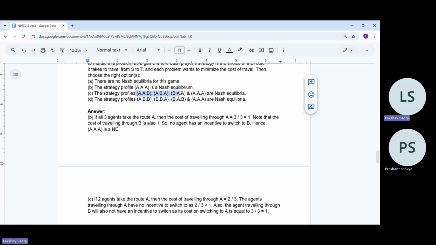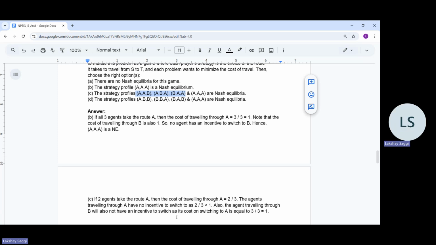We have to see whether, if two agents decide to take the route A and the third agent decides to take the route B, this is a Nash equilibrium or not. And this was what I was discussing. If two agents take the route A, then the cost of traveling through A is equal to 2 by 3. The agents traveling through A will have no incentive to switch because they are currently paying a cost of 2 by 3, and if they switch, they have to switch to B, which has a cost of 1. So no agent will want to switch to B, as 2 by 3 is less than 1.